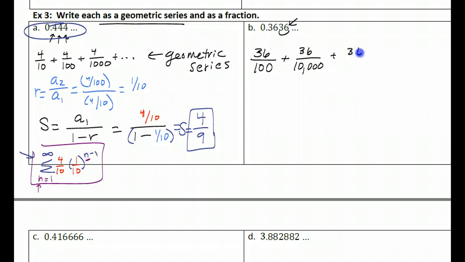And every single time, I know there's not more 3 6s here, but every single time, I'm adding 2 zeros. So if I did need to write a third term, I would just take 10,000 and add 2 more zeros on it. So that would be 1, 2, 3, 4, 5, 6 zeros. So actually it'd be 36 millionths. So that's my series. Term 1 is 36 hundredths.